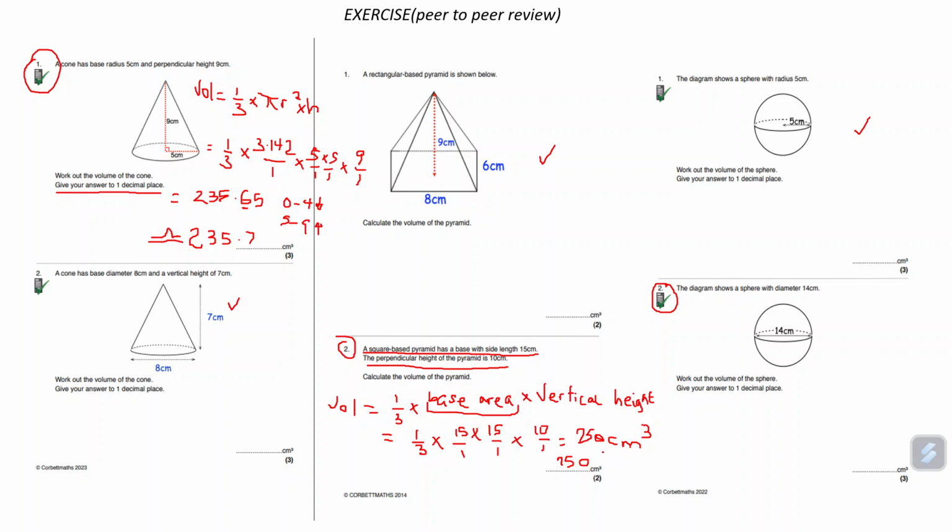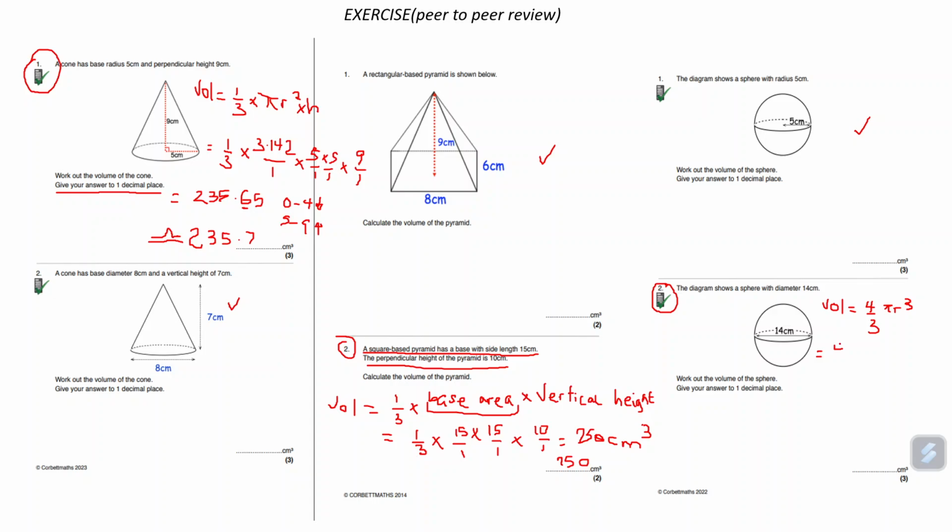Then let's look at the last question on this series of volume. The diagram shows a sphere with diameter this. Work out the volume of the sphere, give your answer to one decimal place. So the volume for a sphere is 4 divided by 3 pi r cubed.